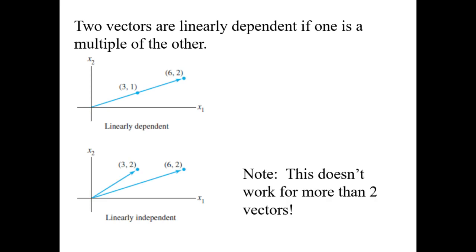Geometrically, these two vectors are linearly dependent because they lie on the same line. The bottom are not because they don't lie on the same line. So two vectors are linearly dependent if one of them is a multiple of the other. Important observation though, that only works if there are two. If you've got three vectors, you can't just pair them up and say, oh, these aren't multiples, therefore they're independent. It doesn't work that way. If you have more than two vectors, this trick does not work. But if you have only two vectors, they're dependent if one of them is a multiple of the other. So that's a nice little shortcut.